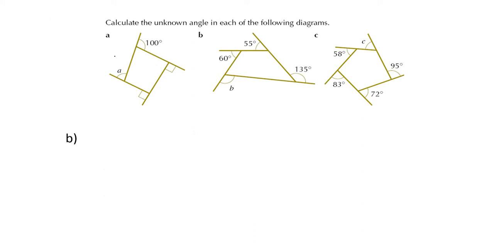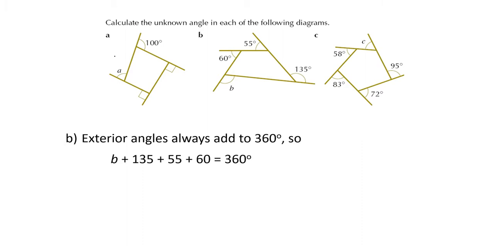Let's go for the answer. For B, we know the exterior angles add up to 360. We are given 135, 55 and 60. When adding those 3 together, we get 250. Subtracted from 360, we know that B has a value of 110.